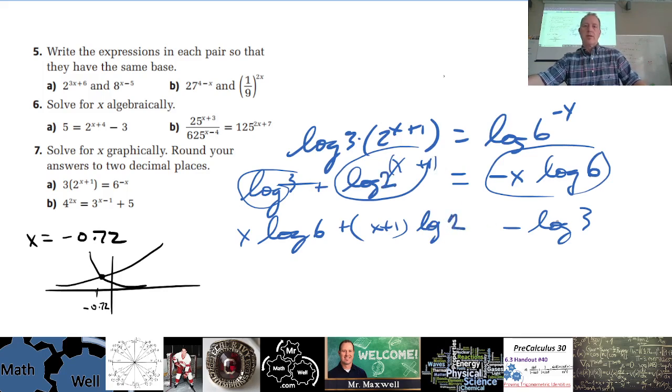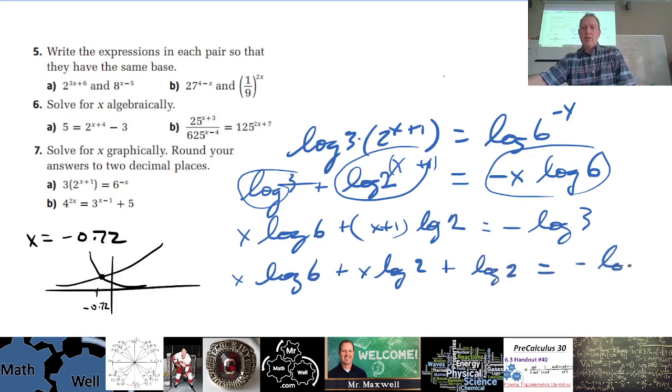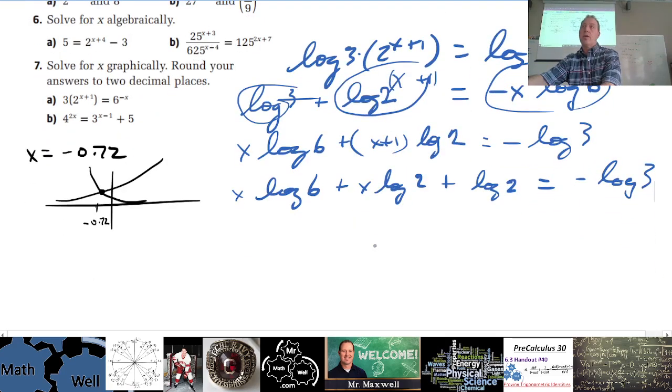Further, this is x log 2 plus log 2 equals negative log 3. So now we're getting close. This is a long process, but we have the x terms here. I'm going to get rid of this one over here, so I'm going to subtract log 2 from both sides as well. And I'm going to factor an x out here.